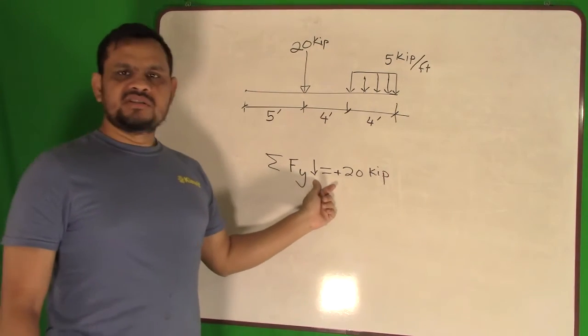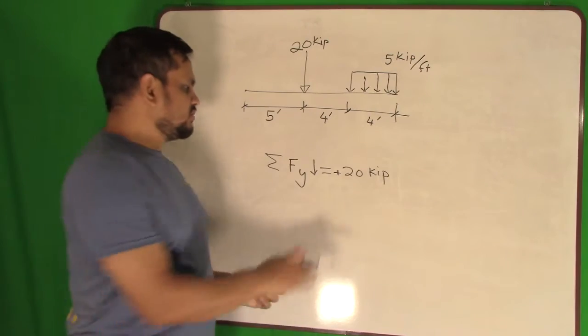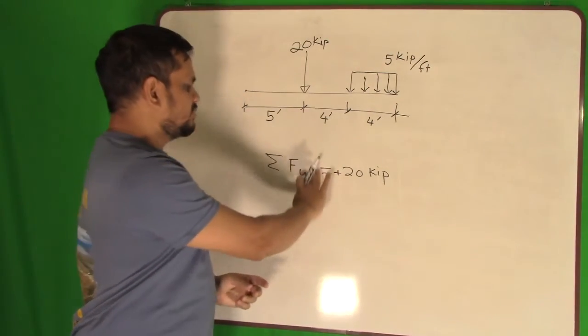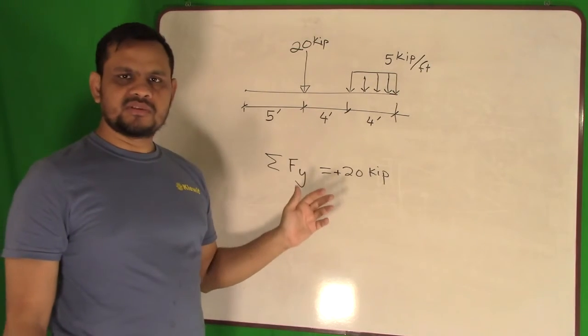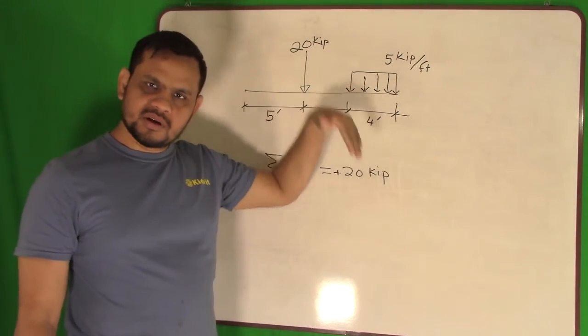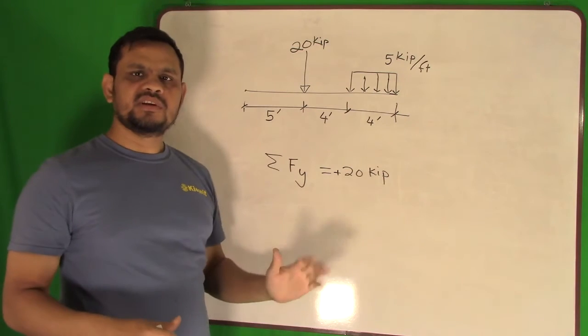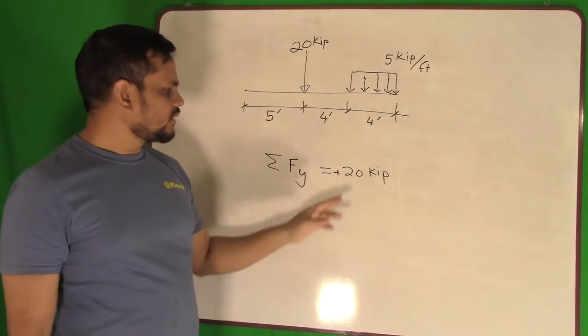Now this symbol is not universal. You can use it, you can omit it. If you do not use it, no problem, as long as you know what you are doing. I am doing summation of force and I am considering vertically downward positive. You can consider upward, no problem.